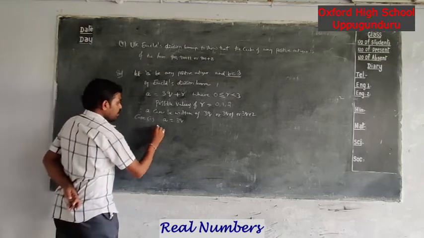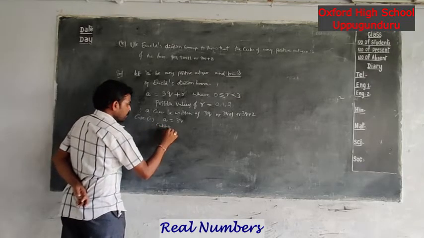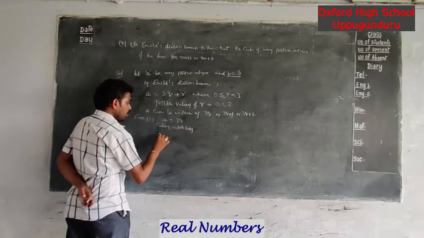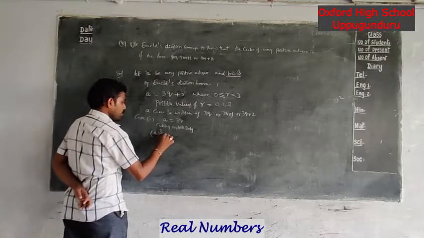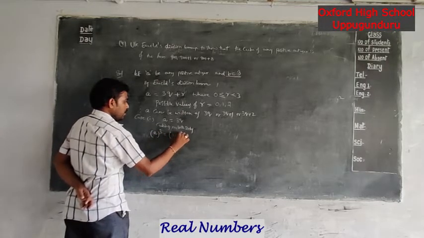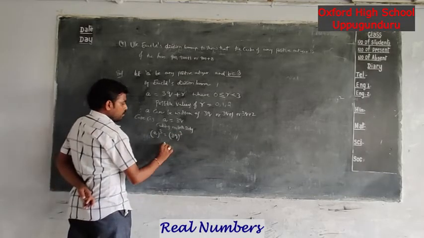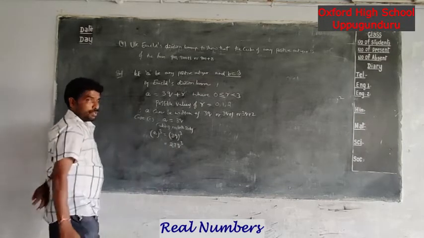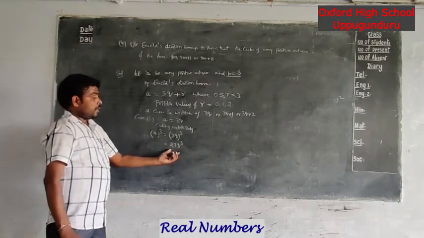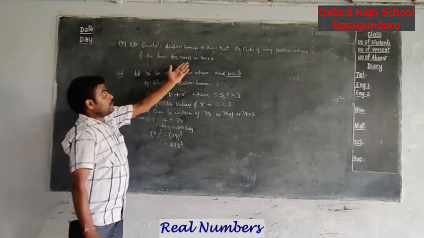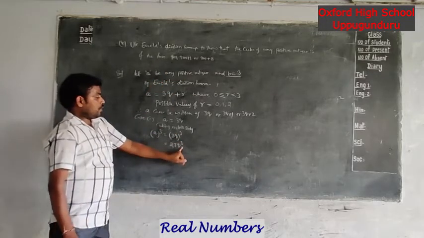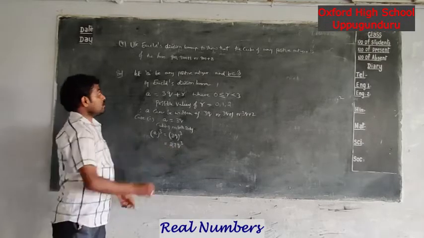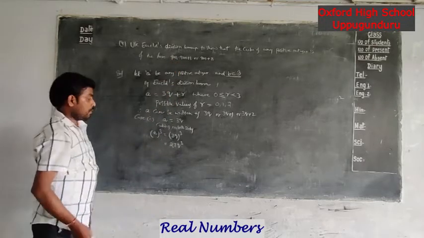That's why, cubing on both sides, what do you get? Left hand side a cube, equal to right hand side 3q whole cube. What is 3q whole cube? 3 cube means 27 q cube. Now you have to express this value in the form of 9m or 9m plus 1 or 9m plus 8. Here there is only one term, so we have to express this in terms of 9 into some multiple.